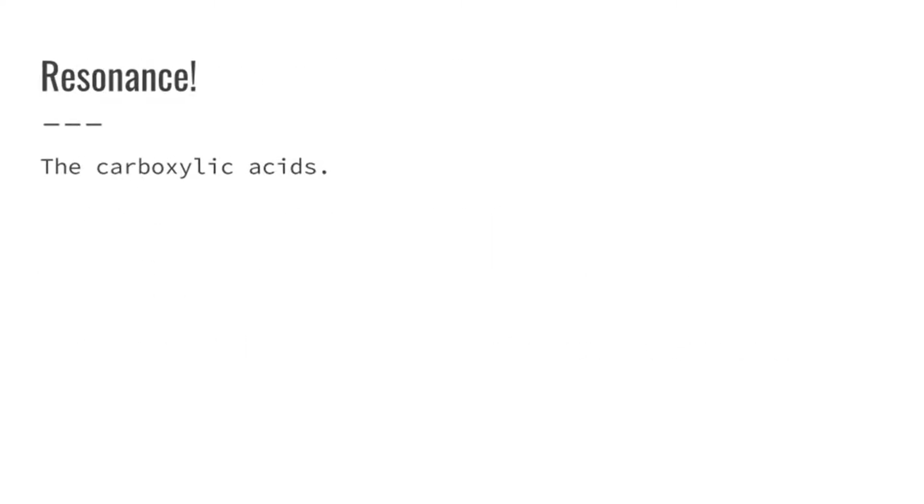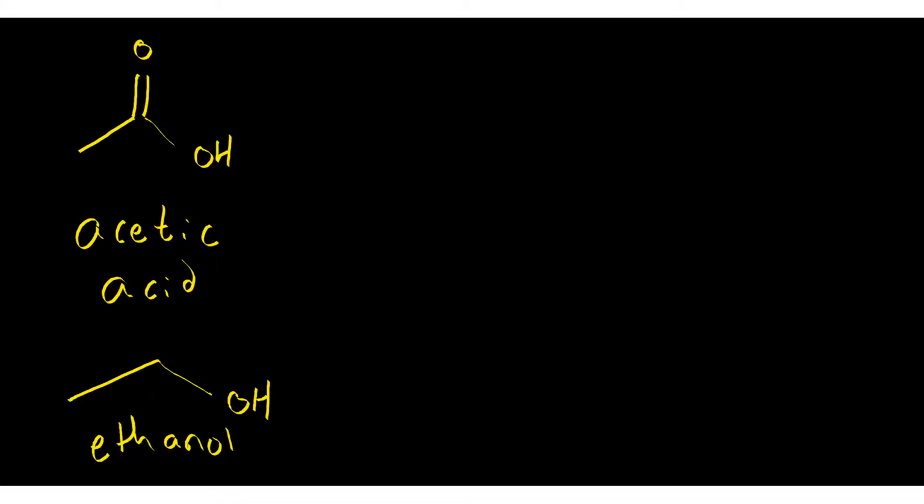And next up we have resonance. Okay, remember, resonance is a thing that makes molecules happy. I note here the carboxylic acids. We're also going to talk about phenol. So first, carboxylic acid, specifically acetic acid. And I'm comparing it here to ethanol because they're very, very similar. The difference between them is the double bonded oxygen. That's it.